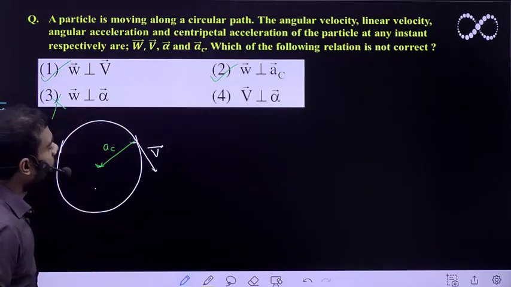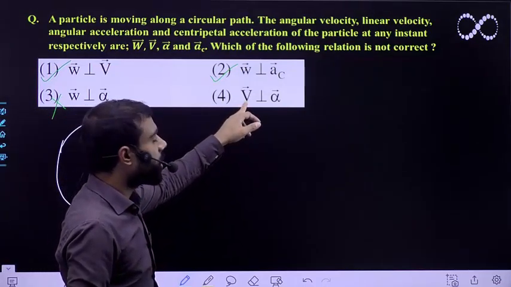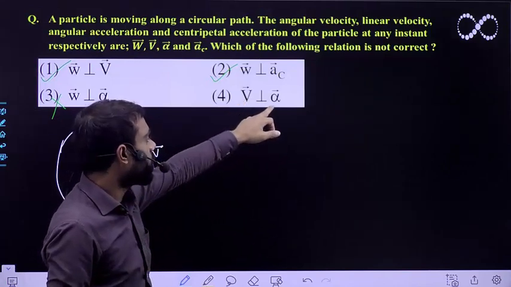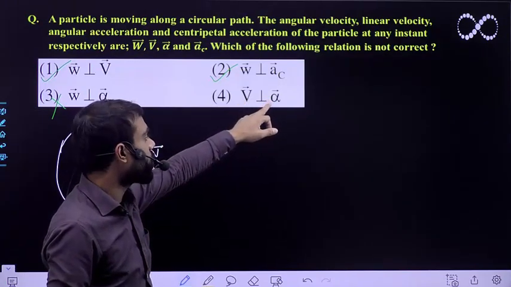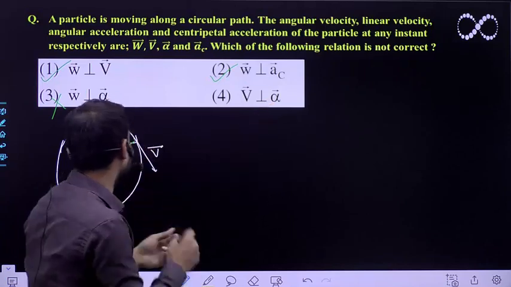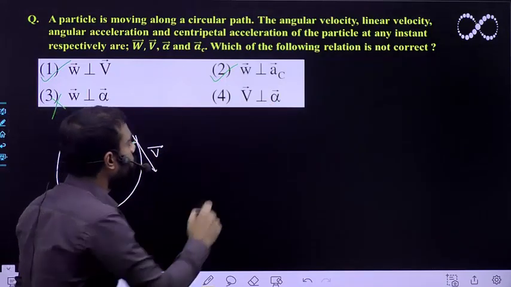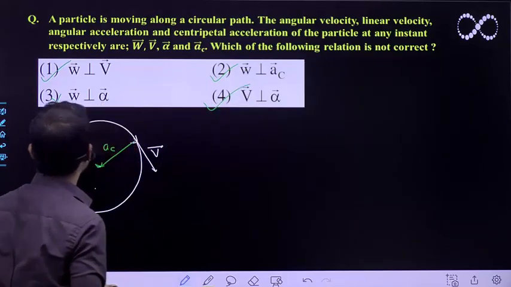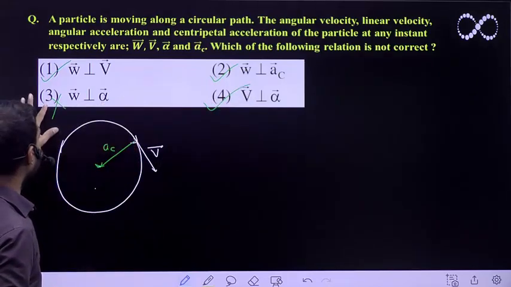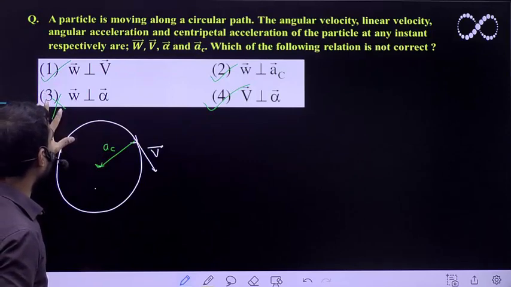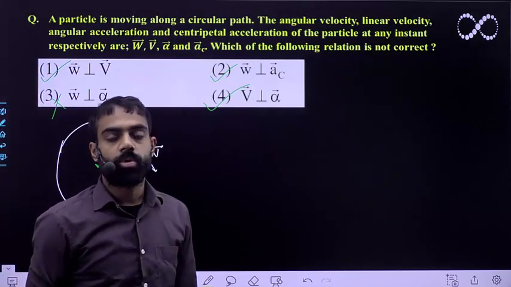Once again, if I talk about option 4, this is the linear velocity and this is the angular acceleration. Angular acceleration is an axial vector, it will be along the axis like this, and the velocity vector is like this, so both are perpendicular. So option 4 is also correct. So the correct answer is option C, which is incorrect. So this I have to find. Okay students, I hope you understood this question.